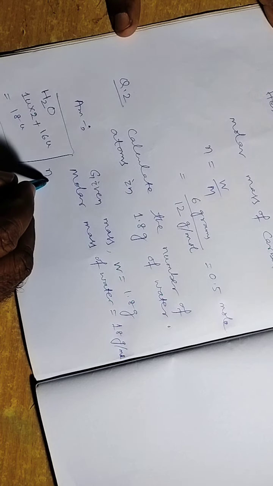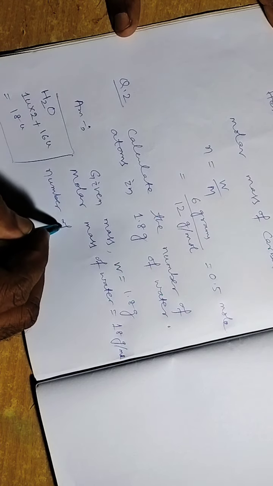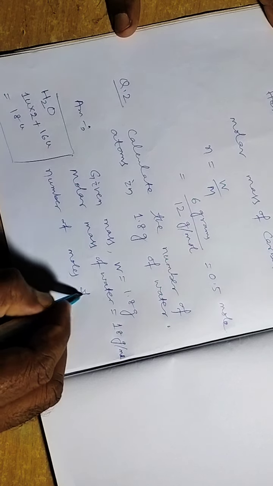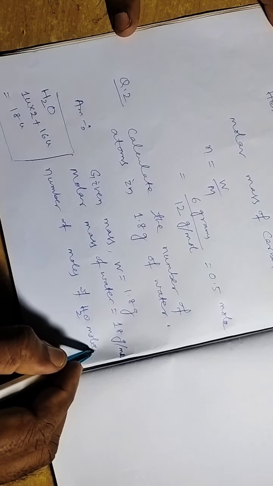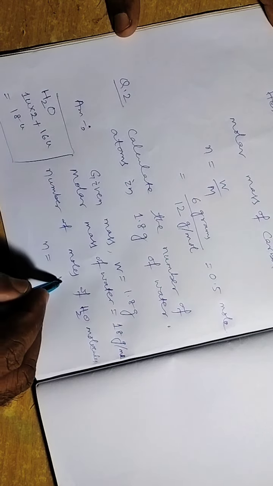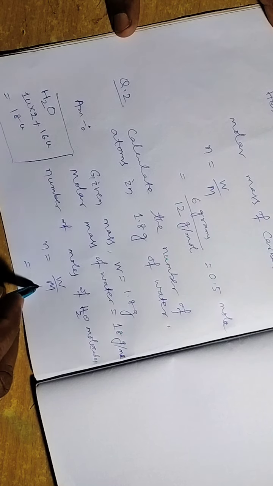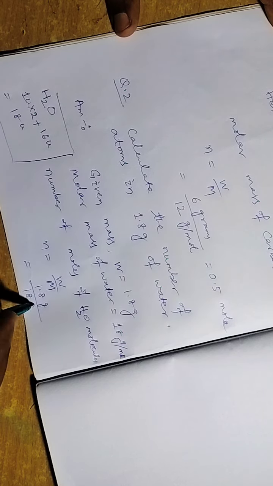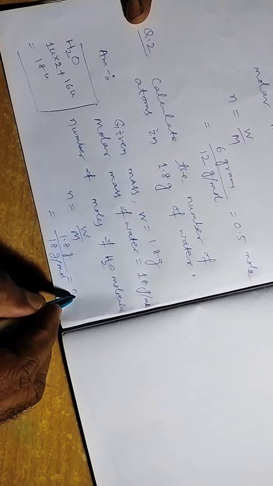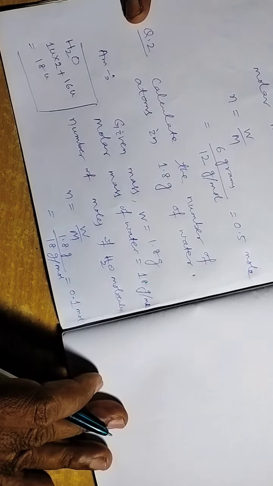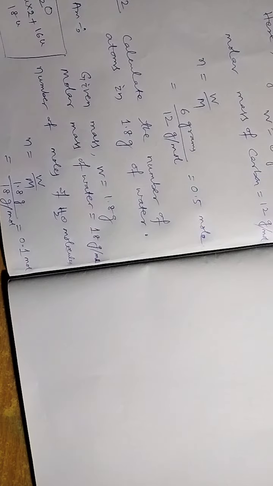Now number of moles of H2O molecules, N is equal to W by M, that is 1.8 gram divided by 18 gram per mole, 0.1 mole. That means in 1.8 gram of water there are 0.1 mole molecules.